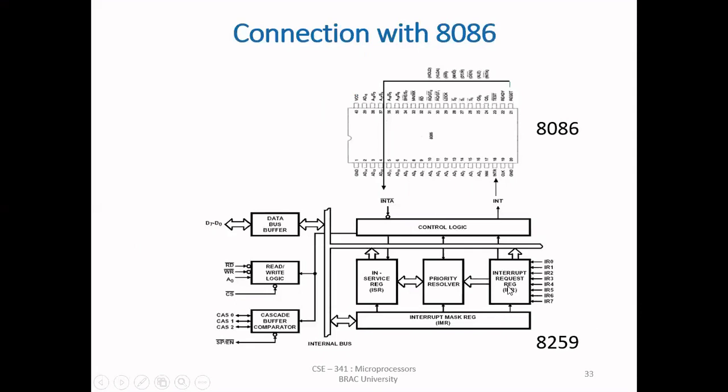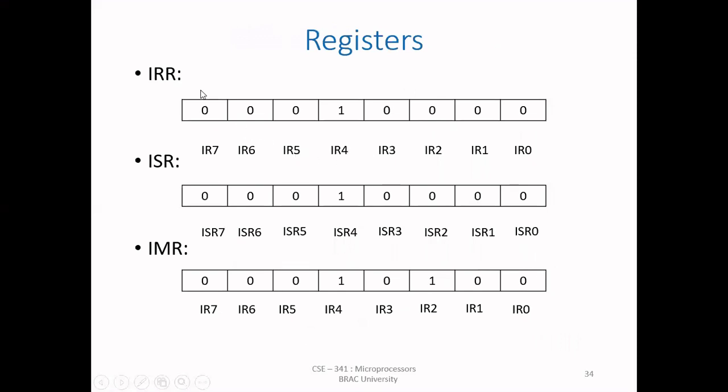Now another register is the interrupt request register. It keeps track of which interrupt inputs are asking for service. IR0 to IR7 are connected through these registers. If an interrupt input has an interrupt signal on it, then the corresponding bit in the interrupt request register will be set. Suppose this is the interrupt request register, IRR. Let's assume that an interrupt request comes through the IR4 pin, okay, then this will be set, and there is no interrupt on the other pins.